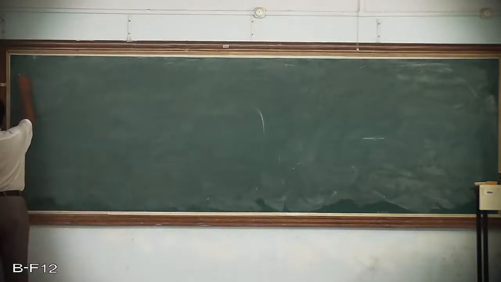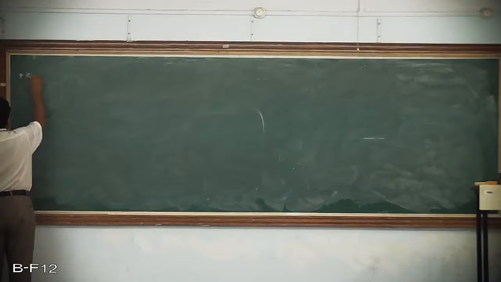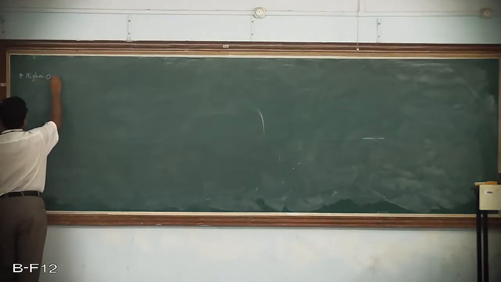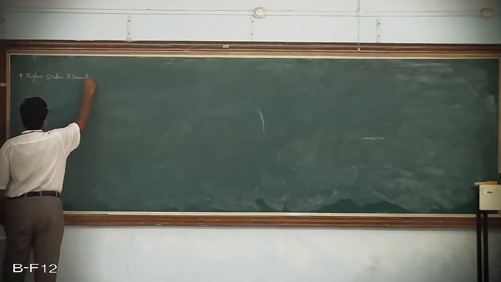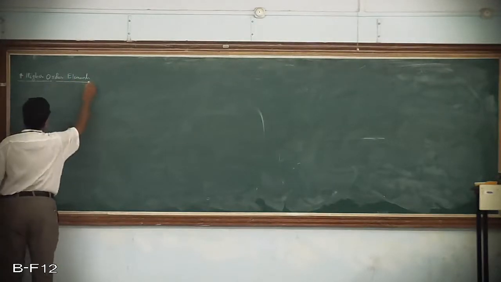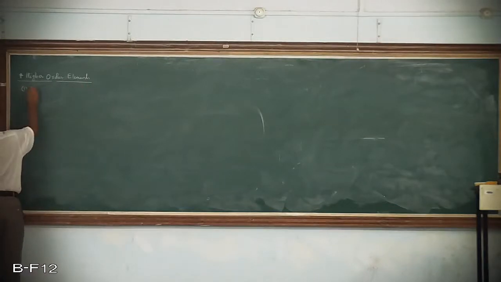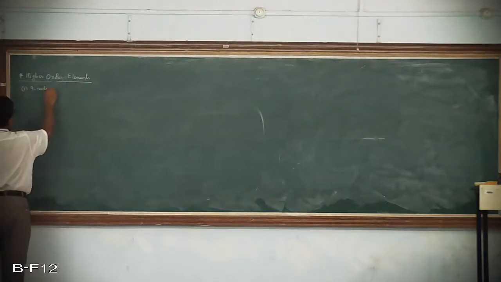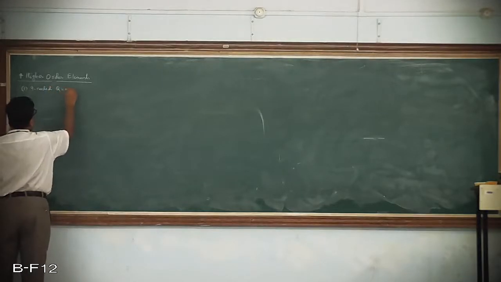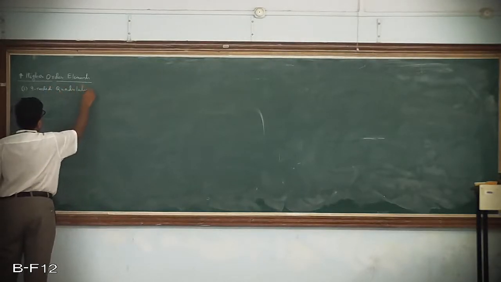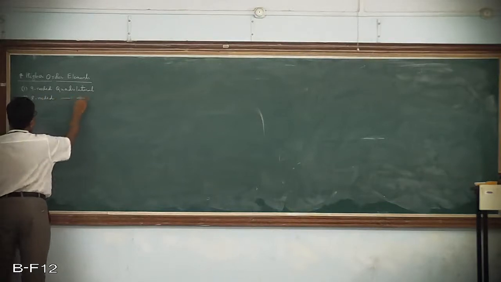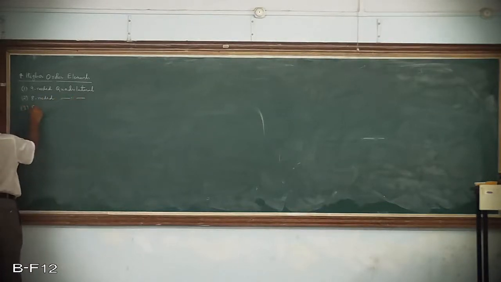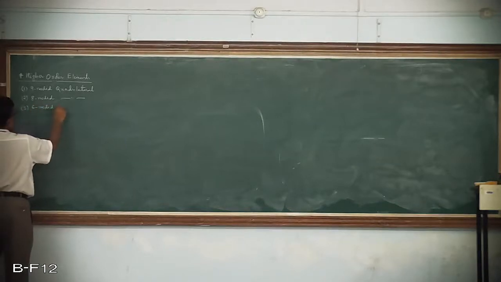Today what we are discussing is higher order elements. There are 3 types of elements. One is the 9-noded quadrilateral element. Then we can take the 8-noded quadrilateral element, and the other one is the 6-noded triangular element.